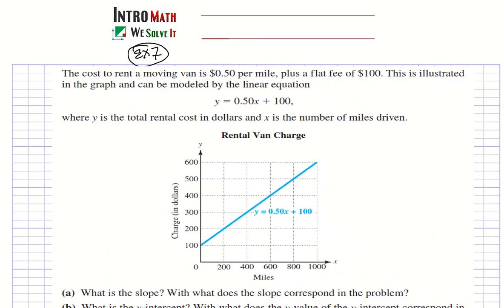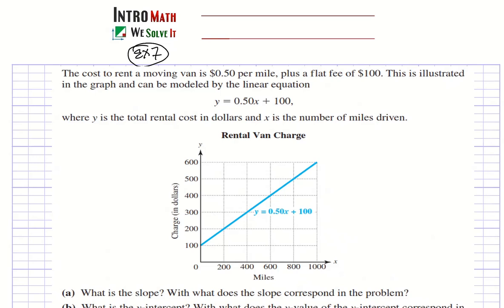It says the cost to rent a moving van is $0.50 per mile plus a flat fee of $100. This is illustrated in the graph and can be modeled by the linear equation y equals 0.50x plus 100, where y is the total rental cost in dollars and x is the number of miles driven.